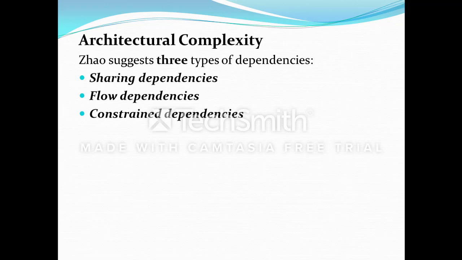Next, flow dependencies. Flow is the representation of dependence relationships between producers and consumers of resources. The consumers request data and producers provide the data, so it depends on the flow of information. Those come under the flow dependencies. Next, constraint dependencies.